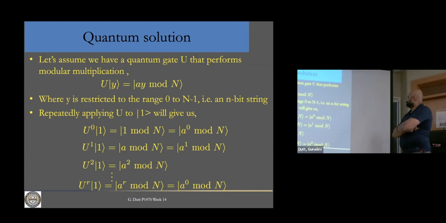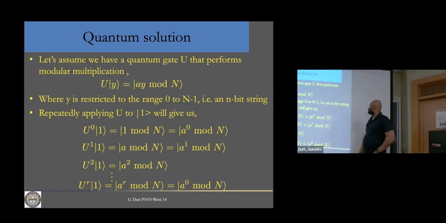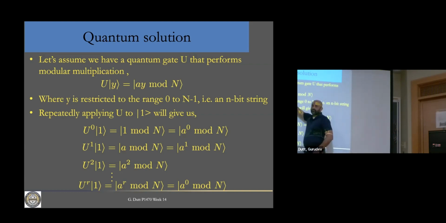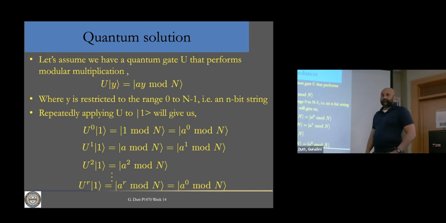Okay, so first we're going to assume that we have a quantum gate U that performs modular multiplication. U is going to take any number y, which can be written as an n-bit string, and calculate a y mod N, because a and N are given to you. So y is again an n-bit string, restricted to the range 0 up to capital N minus 1.